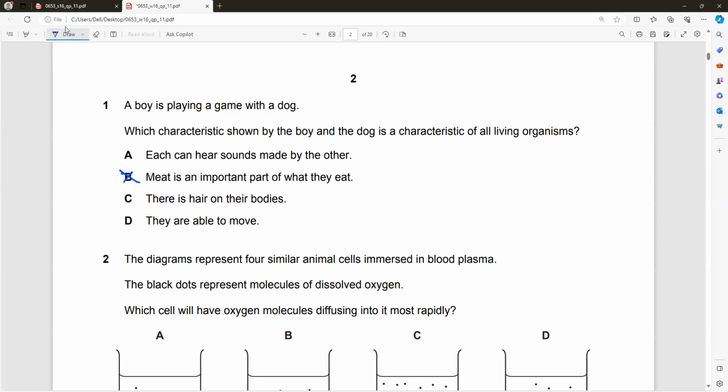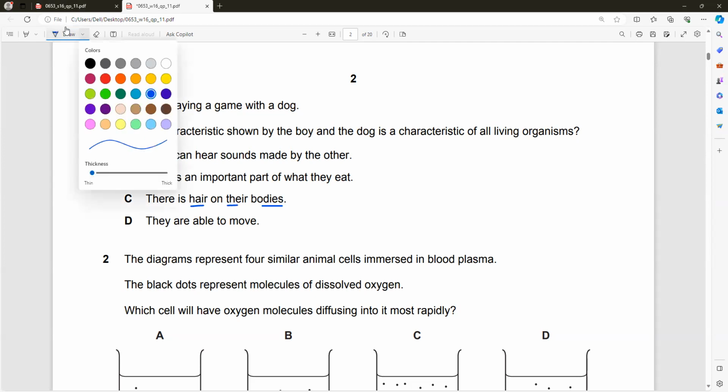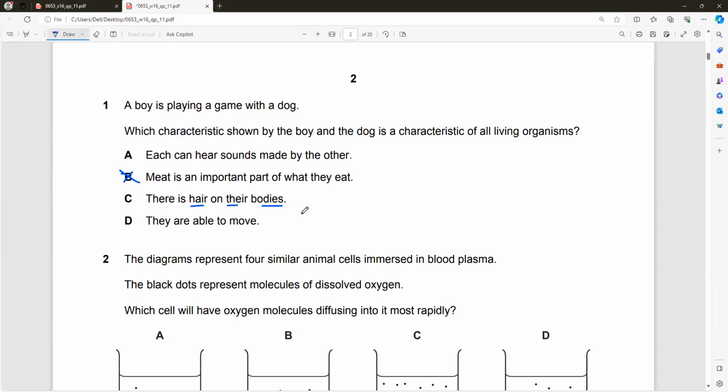Next, there is hair on their bodies. That also may or may not be. So what is the most important characteristic property? Anybody? They are able to... Yes? Anyone? All the living organisms, animals can have a different thing from the plants. What is that? They are able to move.